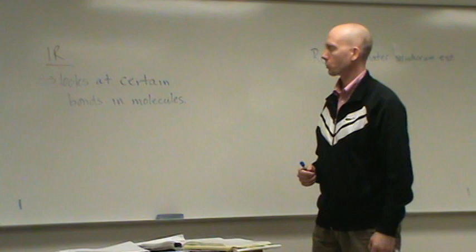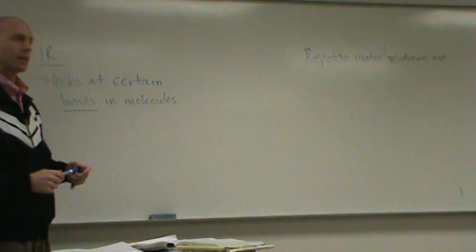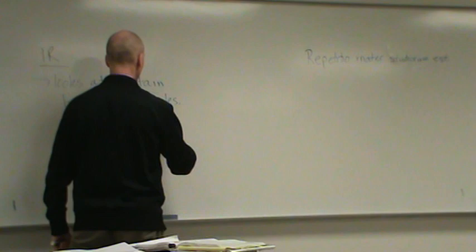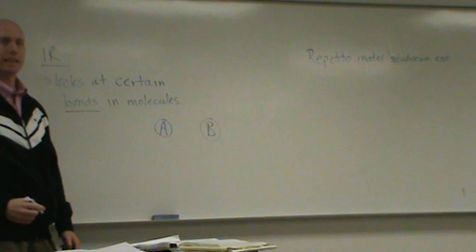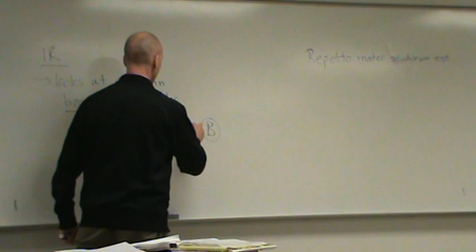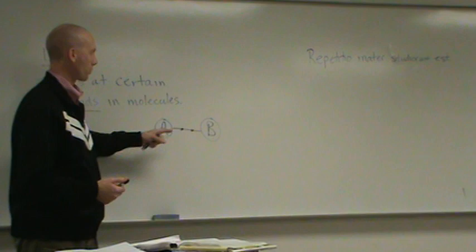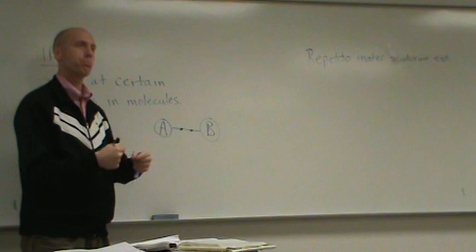Okay? So since IR looks at certain bonds within molecules, let's draw a fake bond. Let's say we have atom A and atom B. If we drew a bond between them like that, okay, remember that bond is made up of what? Two electrons. Okay. Well, we've been drawing bonds with lines and so on. That's what you're used to. But these bonds, in actuality, are moving in there. They're moving with a certain kind of motion, okay?